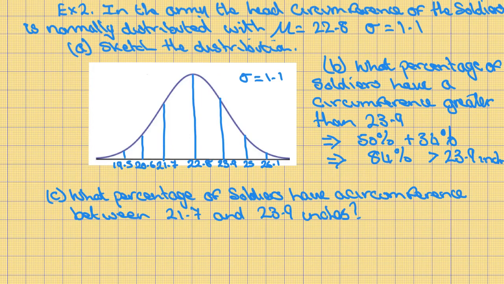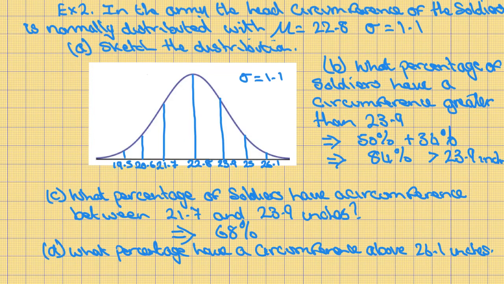C. What percentage of soldiers have a circumference between 21.7 and 23.9 inches? If you look at the distribution, that is between 1 standard deviation below the mean and 1 standard deviation above the mean. Therefore, 68% have a circumference between 21.7 and 23.9 inches.